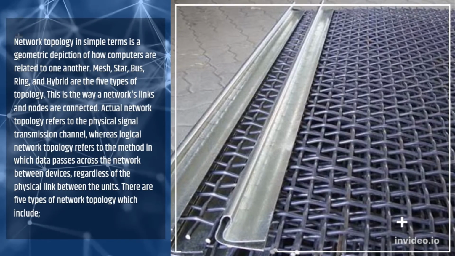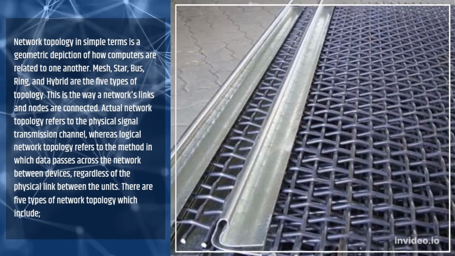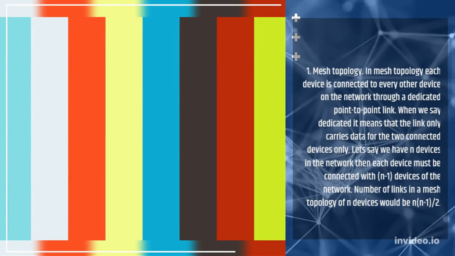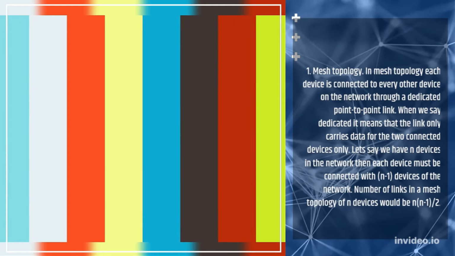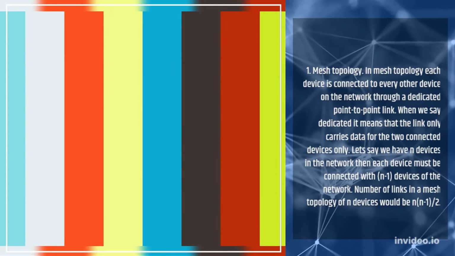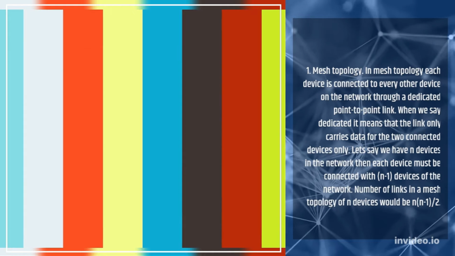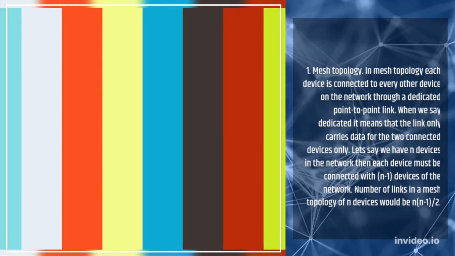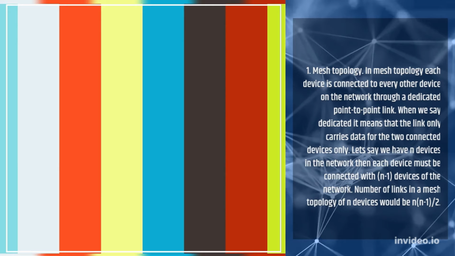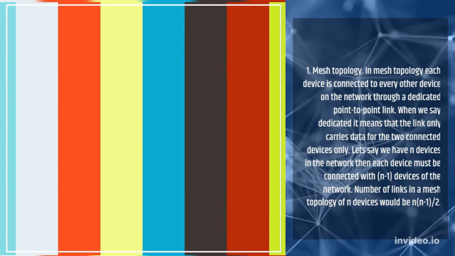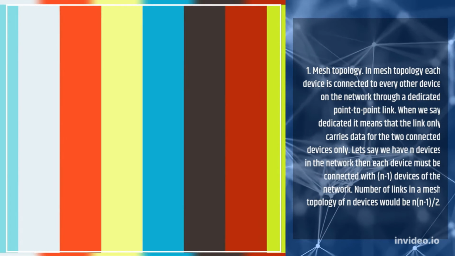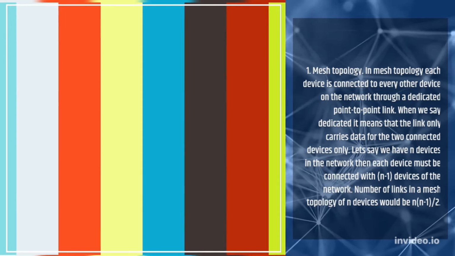There are 5 types of network topology, which include: 1. Mesh topology. In mesh topology, each device is connected to every other device on the network through a dedicated point-to-point link. When we say dedicated, it means that the link only carries data for the 2 connected devices only. Let's say we have n devices in the network, then each device must be connected with n-1 devices of the network. The number of links in a mesh topology of n devices would be n(n-1)/2.